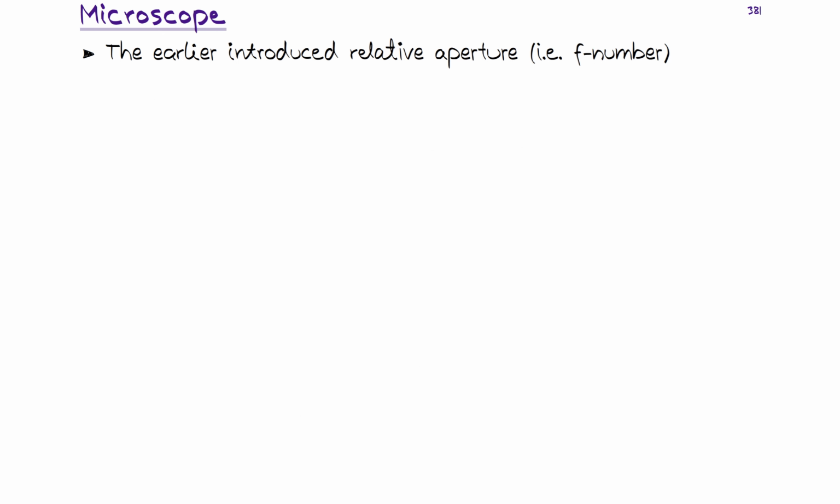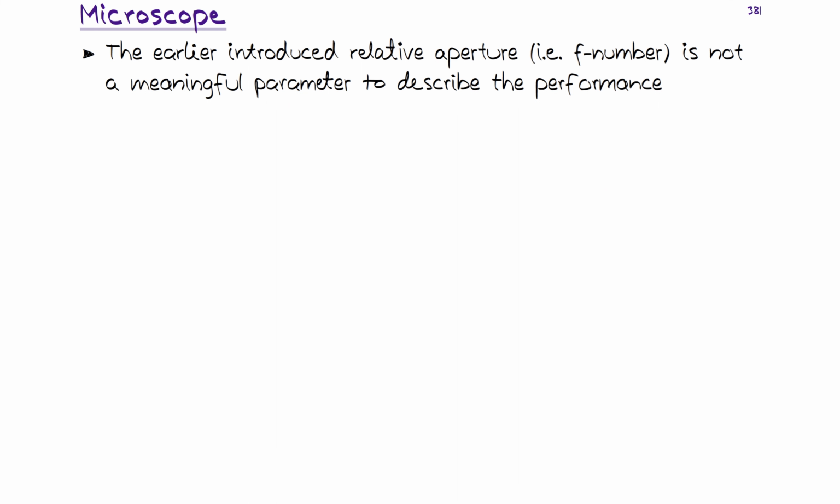Then the kind of thing that is related to the water and oil immersion objectives. Earlier we were describing the relative aperture, so that would be the f number of a lens, and that was being related to the kind of resolution of your lens, so how powerful of a lens you have. And now with objective lenses, this f number is not anymore a meaningful parameter to describe what kind of performance we can have for our lens.